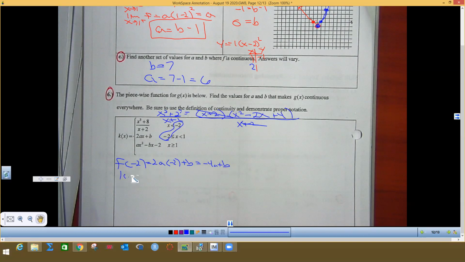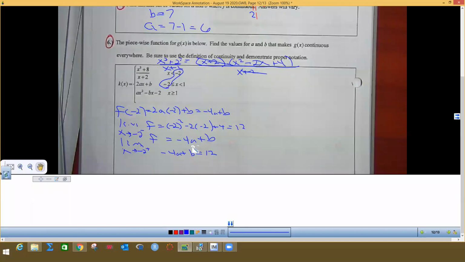Then I got to do the limit, and I probably should have just done limits like I did up here because it would have been faster. As x approaches negative 2 from the left, well, that's this top one up here because that's less than negative 2. And that's going to be this part left over. So if I plug negative 2 in here, I'm going to get negative 2 squared minus 2 times negative 2 plus 4. So that's 4, 4, and 4. That's 12. And then when I do the limit from the right, it's the same as the f of negative 2 up there. So it is still that negative 4a plus b. So what that tells me is negative 4a plus b has to equal 12 to work, okay?